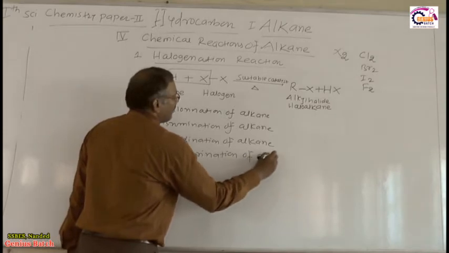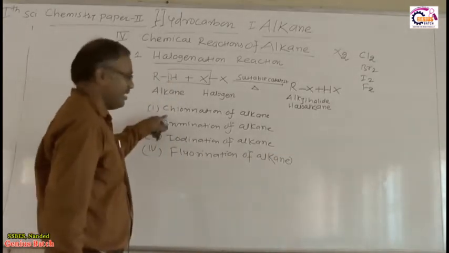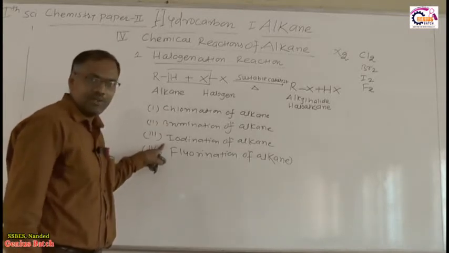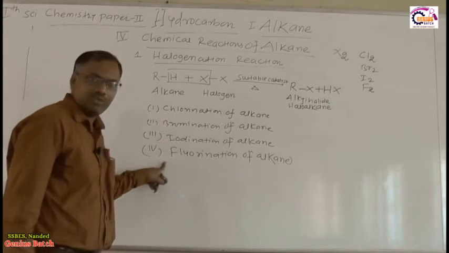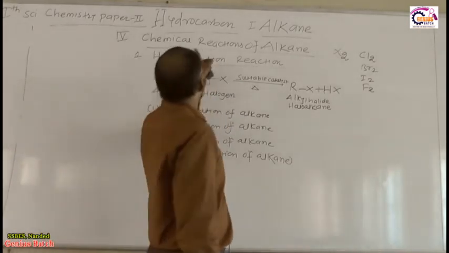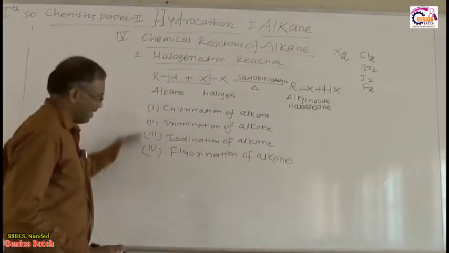Fluorination of alkane. These are the four types. First is chlorination of alkane, second is bromination of alkane, third is iodination of alkane, fourth is fluorination of alkane. So these are the four types of halogenation of alkane. Okay, so we will see one by one.